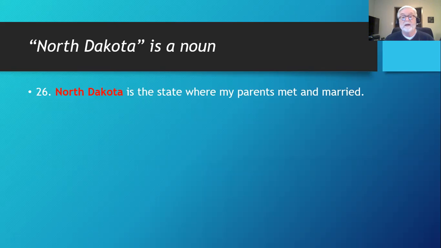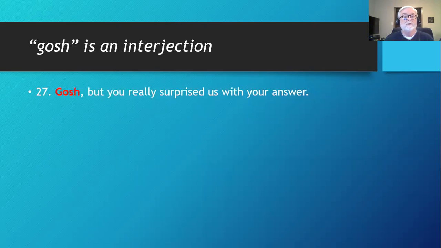North Dakota is the state where my parents met and married. North Dakota is a proper noun, names a place. It is unquestionably here a noun. 27. Gosh, but you really surprised us with your answer. Gosh is a very mild interjection, and interjections are sometimes at the front of a sentence followed by a comma, as we see here.